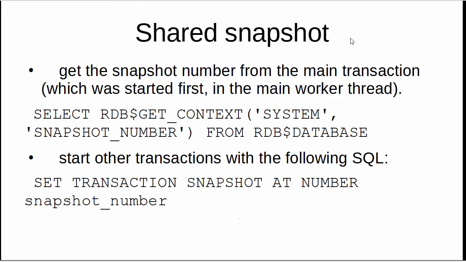It is called shared snapshot. The idea is the following. It is possible to get the actual transaction number of some main transaction, the first transaction, and then start other transactions using the special syntax or special calls of the Firebird API, and start them using the snapshot number which we obtained from the first transaction. As a result, we will have a consistent view of the data in parallel connections.